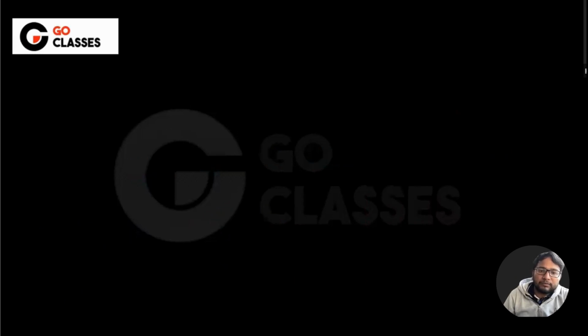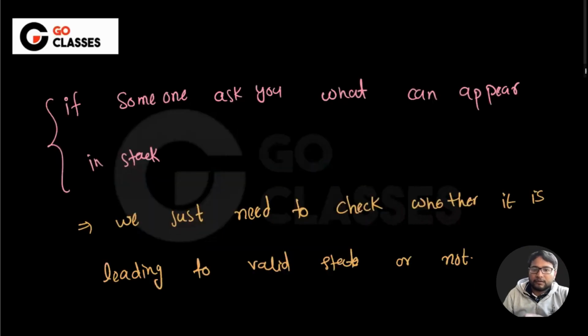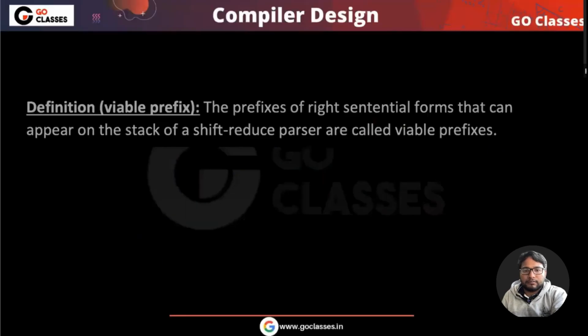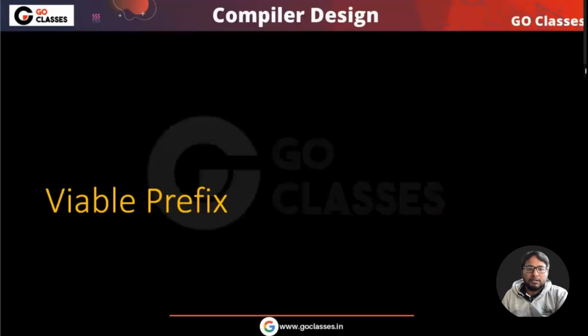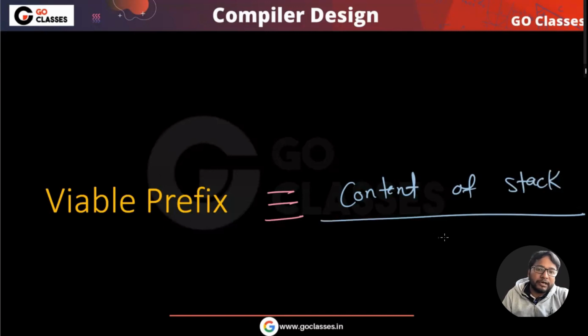Stack content and viable prefix are the same. See, if someone asks you the definition of the viable prefix, what is the definition? Let me write the definition of the viable prefix. If someone asks what is the viable prefix, this is the same as the content of the stack. Whatever can appear on the stack is a viable prefix, right? And content of the stack.